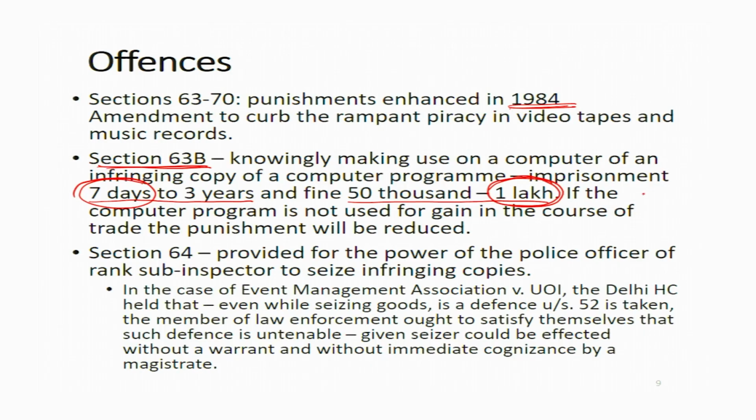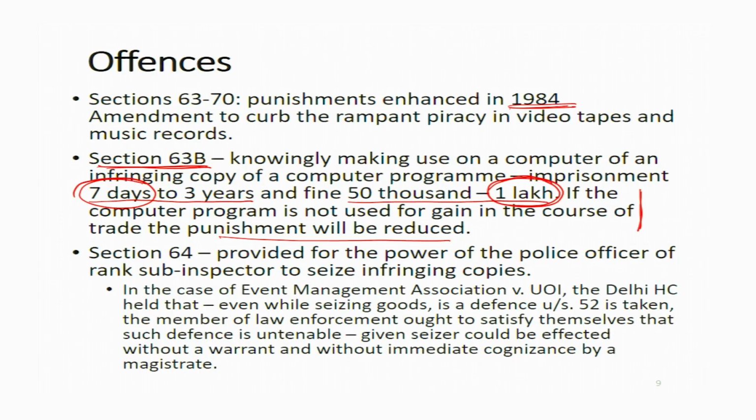There is one more exception here. If the computer program is not used for gain, if it is not used in the course of trade, the punishment will be reduced. So, a lot of space has been created in section 63B in relation to this offence where somebody is knowingly using infringing copy of a computer program on his computer. 63 is a general offence. 63B is an offence specific to use of computer program, infringing copy of computer program.